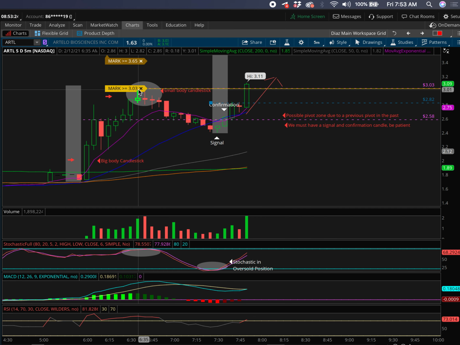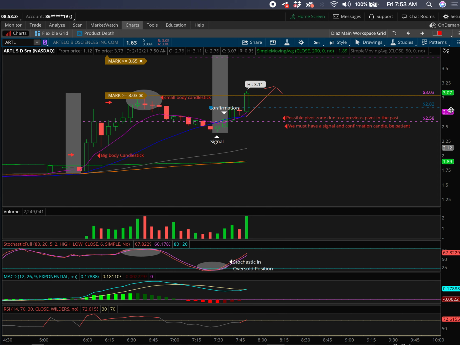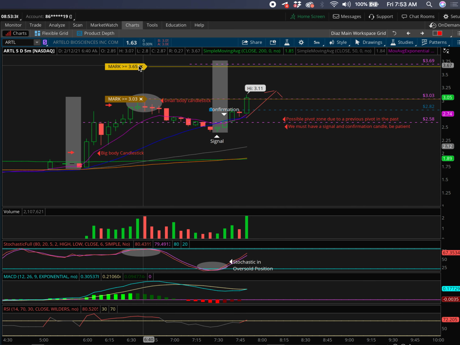Since my first target price of 303 was met, I would just have to make a trade management decision at that point. But it's up to your discretion. Those are just kind of some of my rules. We'll see if my second target price.